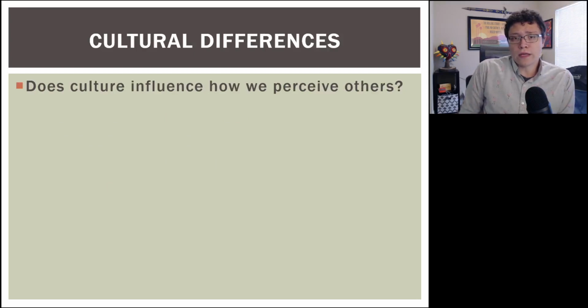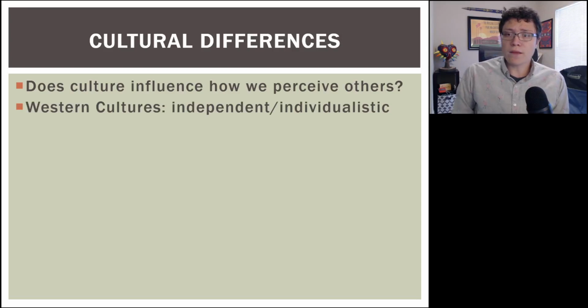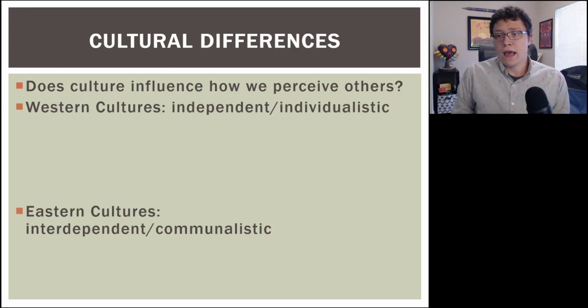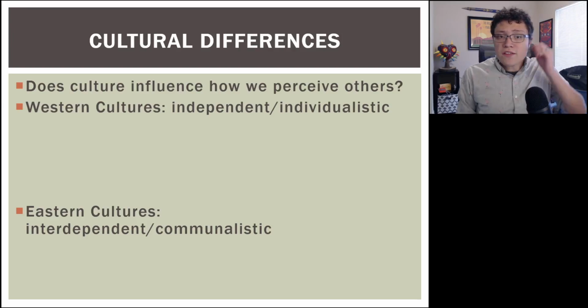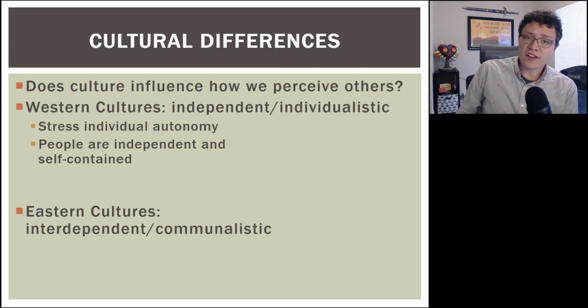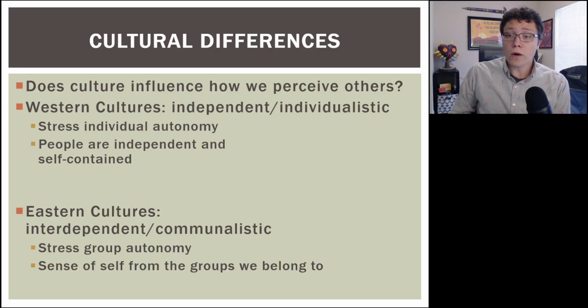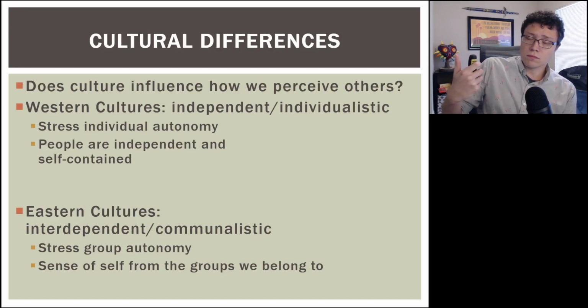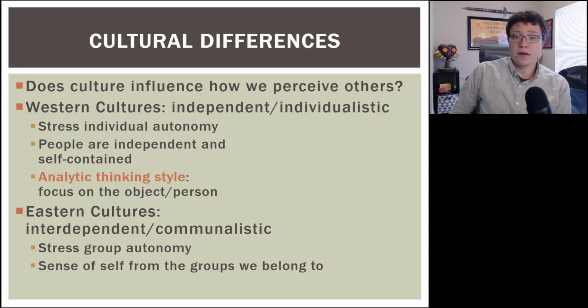So how does culture influence how we perceive others? Well, we've talked about Western independent and Eastern interdependent cultures. Western cultures are very focused on individual autonomy, right? The idea that we are self-assured and self-contained and we will do things on our own, where Eastern cultures stress more group autonomy in the sense that the self belongs to the people around us, that we are connected, right? More interdependent.